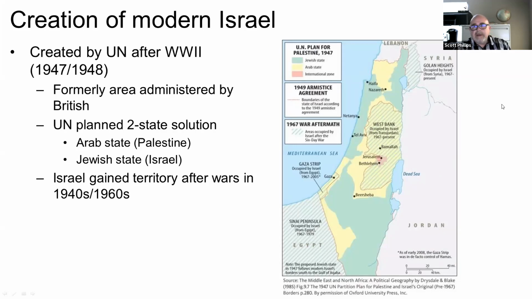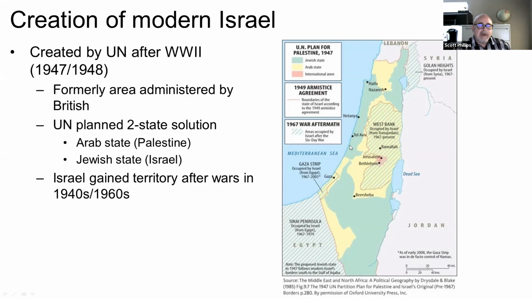Another unique and kind of other complicated situation is the creation of modern Israel. This happened more recently. It was after World War II. If you recall, World War II is when the Holocaust occurred, where in Europe and elsewhere, Jewish people who had been dispersed from their traditional homeland were killed by the millions.